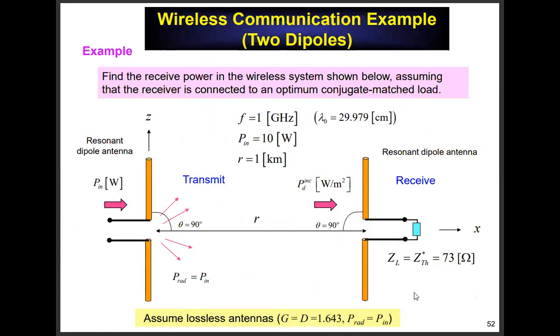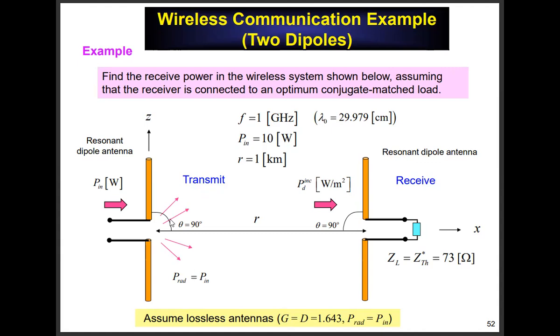Anything else? So we're up to the grand finale, a couple of nice examples. And again, in homework 11, you have a couple of similar ones. Wireless communication example between two dipoles. Resonant dipole used for transmit, resonant dipole, in other words, half-wave dipole used for receive. Okay, now let's look at this system here. Operating at 1 gigahertz, where the wavelength is 0.29979 meters. You'll, of course, eventually want to convert everything to MKS, right?